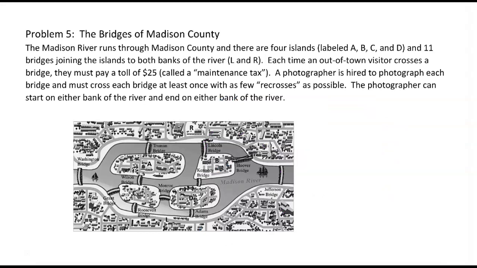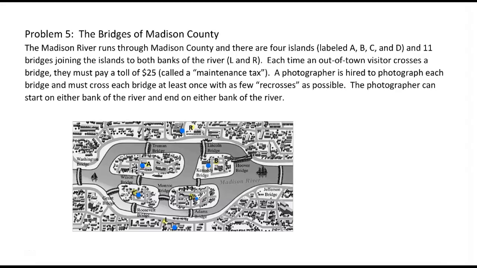With the bridges of Madison County, we have 4 islands, A, B, C, and D. We also have 2 sides of the river, the right side and the left side. These 4 islands and the 2 sides of the river will be represented by vertices. The 11 bridges we will notate with edges. Let's create our own graph off to the side to represent this scenario. We need our 6 vertices, and we'll label them the same as in the picture.